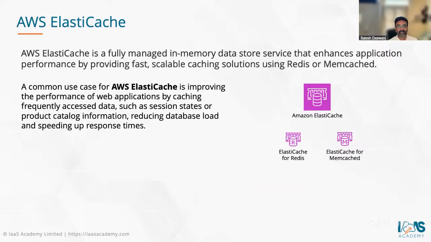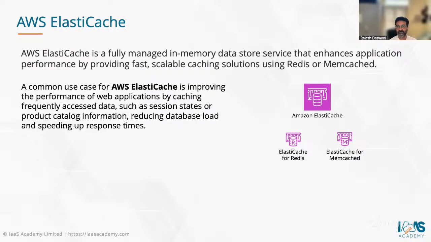We've got Elasticache. So Elasticache is not a standard database. It's a caching engine. It's an in-memory caching engine that enhances application performance by providing a fast, scalable caching solution for your databases. So quite often you have the same queries being run, the same data being retrieved. Those queries can be stored in cache using an in-memory caching engine like Redis or Memcache.